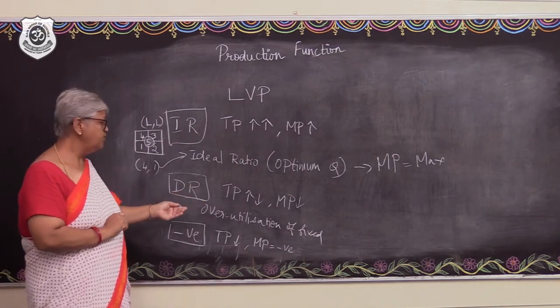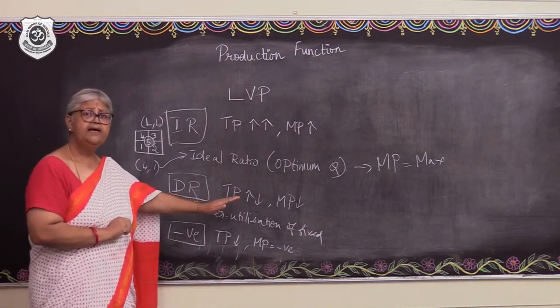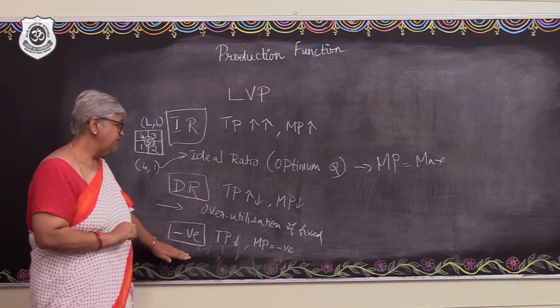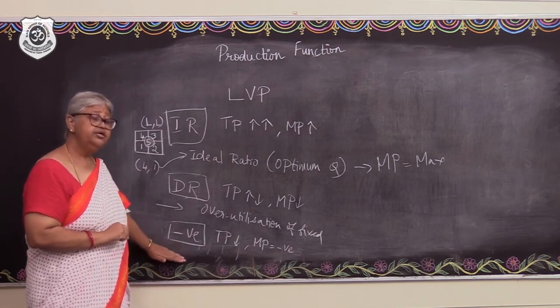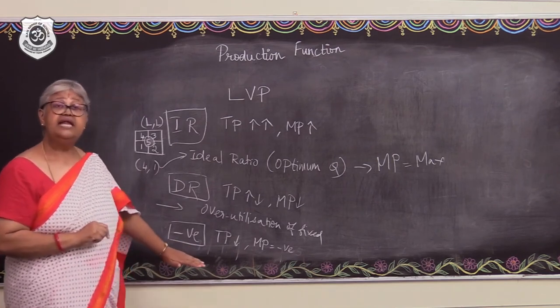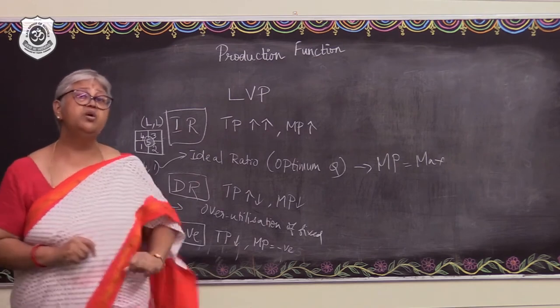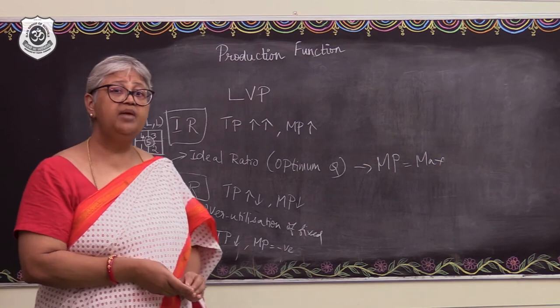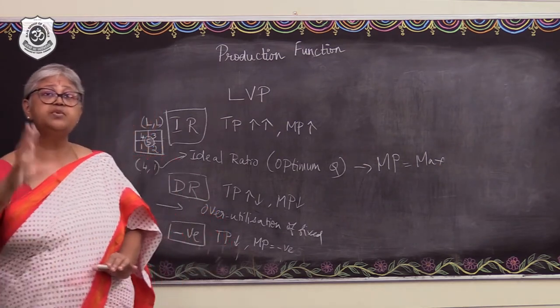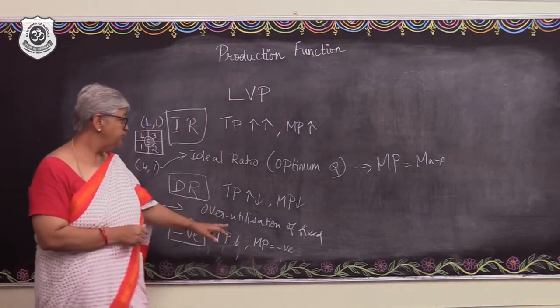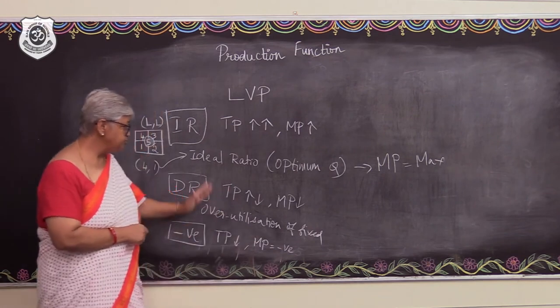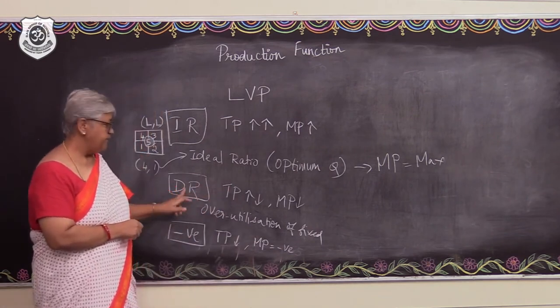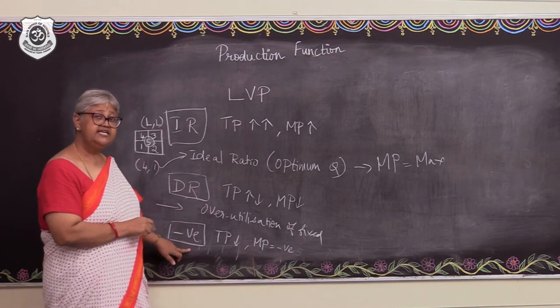All these are going to result in a falling marginal product, and if it's going to continue, it will lead on to the negative returns. Now, I remember talking about the disguised unemployment to you. Disguised unemployment is a situation where the marginal product is going to be equal to 0 between these two stages: decreasing returns and negative return stage.